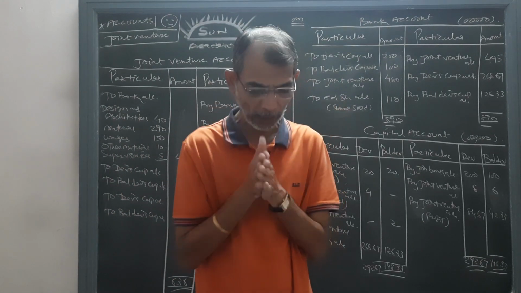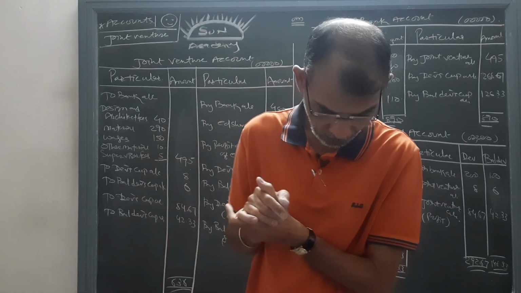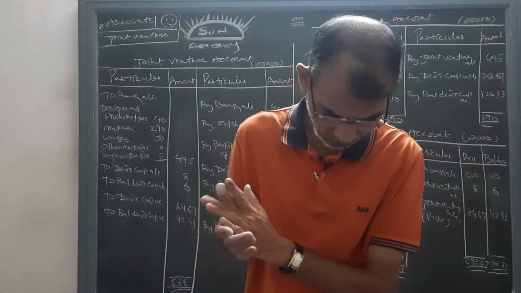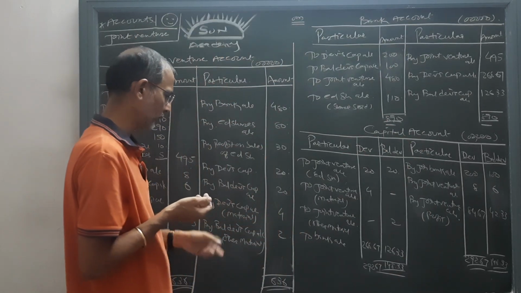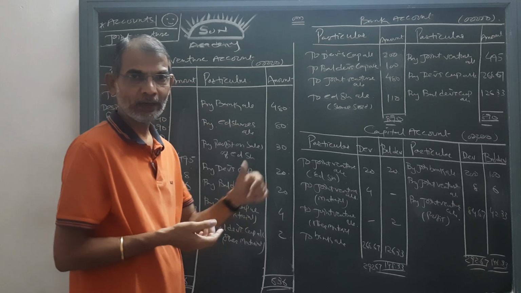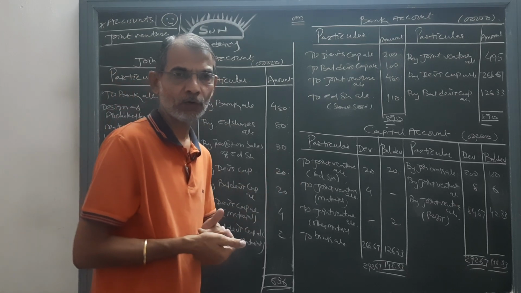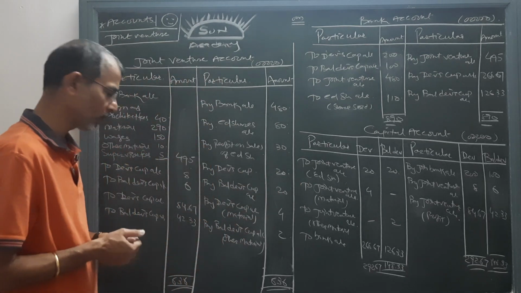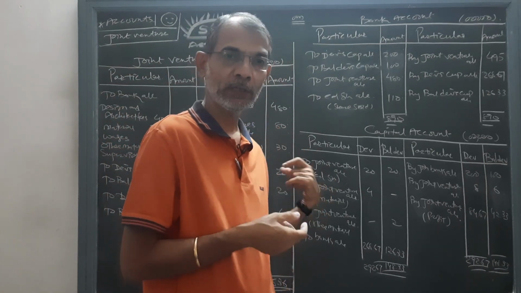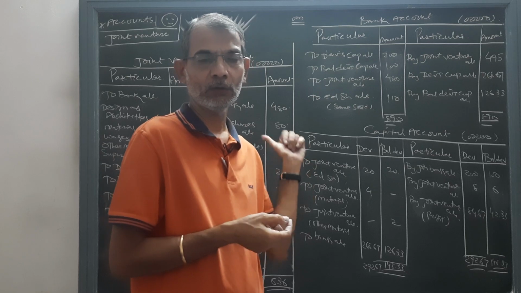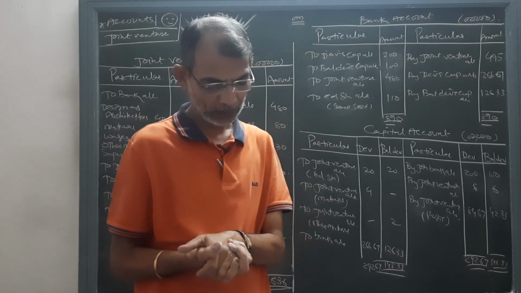Similarly, Baldev rendered services, so on the debit side of the joint venture, while on the credit side of the capital account. Material of 4 lakh were taken back by Dev, so on the credit side of the joint venture, while on the debit side of the capital account. Similarly, Baldev took material of rupees 2 lakh back, so on the credit side of the joint venture, while on the debit side of the capital account.